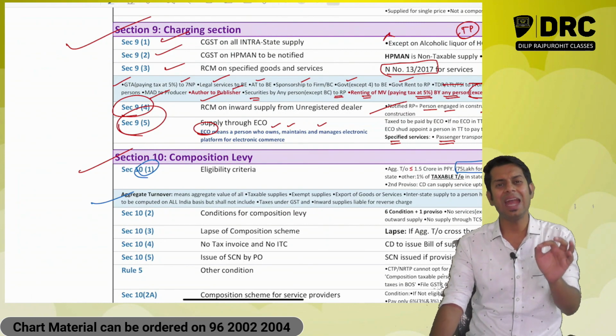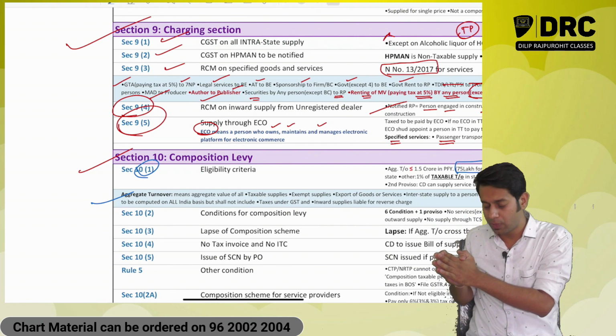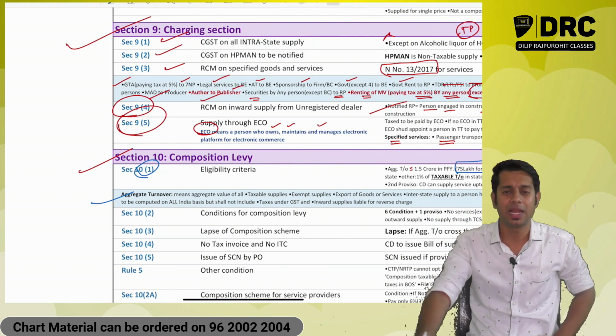Aggregate turnover means aggregate value. Aggregate value means the total value of all taxable supplies, exempt supplies, export of goods or services, supply made to a person having same PAN.